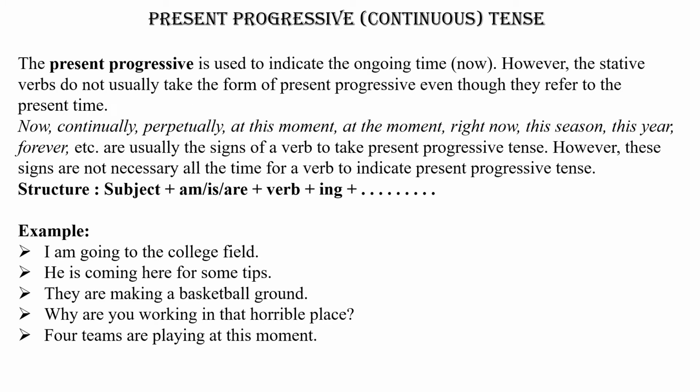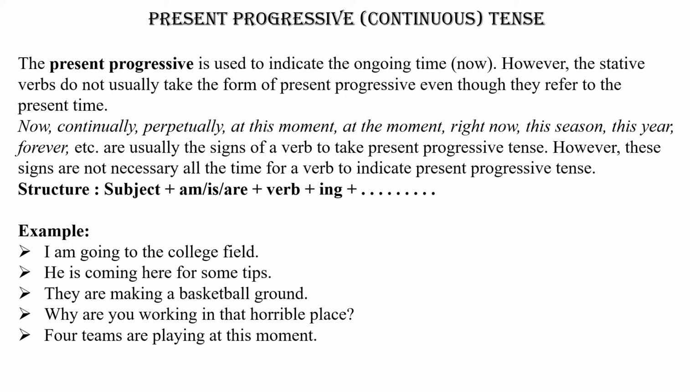Present progressive or present continuous tense. The present progressive is used to indicate the ongoing time, that is, now. However, the stative verbs do not usually take the form of present progressive, even though they refer to the present time.